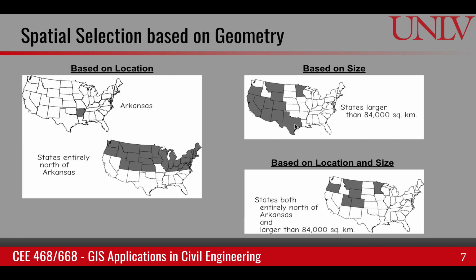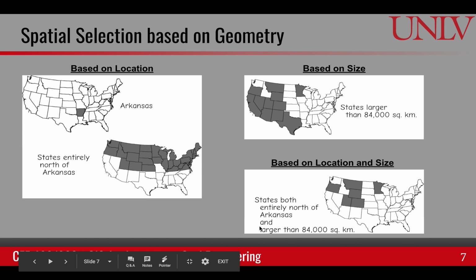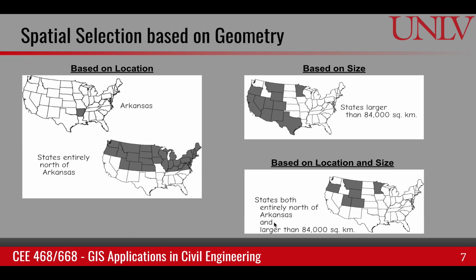So in this case, only the states that satisfy that criteria will be selected. We could have a combination of the two criteria in the selection process as well, using an AND operation, and we'll talk about this. But we can combine multiple criteria using logical operations.